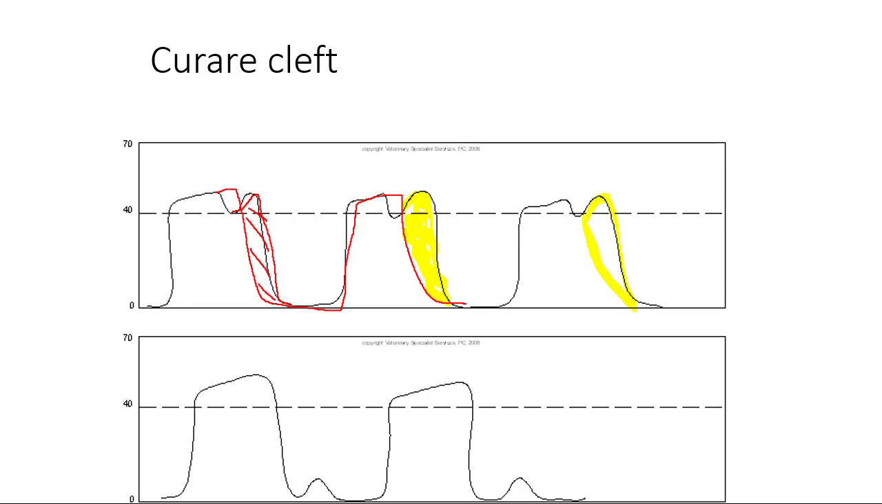Now, is this a good thing? Is this a bad thing? Is this expected? Is it not expected? Well, that's a good question. And what it depends on is the patient's clinical context, what's going on with the patient. But if you expect them to be fully paralyzed and sedated, then this tells you they're not paralyzed.